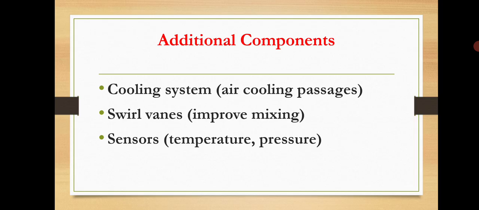Additional components of a combustion chamber include cooling system, swirl vents and sensors. Cooling system removes excess heat and prevents overheating. Swirl vents improve mixing of air and fuel for efficient combustion, and sensors monitor temperature and pressure to ensure safe and controlled engine operation.